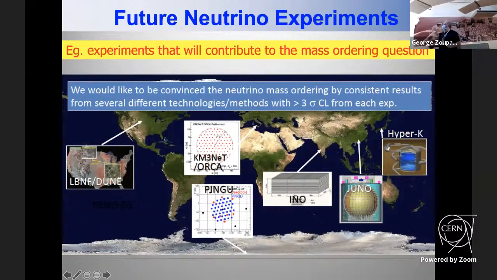They will also look for supernovae, proton decays, and so forth. Then there is INO, which is in India. And on the pole, we will have the already existing IceCube experiment.